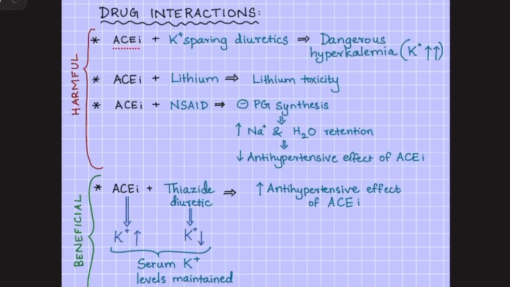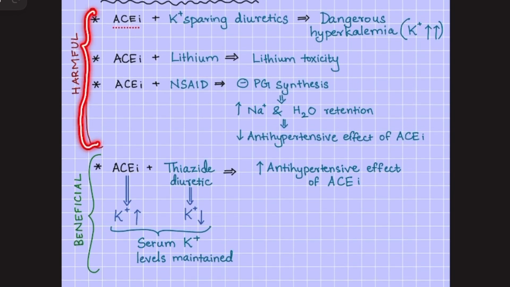Finally, we have the drug interactions. ACE inhibitors plus potassium sparing diuretics can cause dangerous hyperkalemia because both drugs have hyperkalemic effect. ACE inhibitors plus lithium can lead to lithium toxicity. ACE inhibitors plus NSAIDs. NSAIDs are known for inhibiting prostaglandin synthesis. This will increase sodium and water retention in the body, and this will decrease the antihypertensive effect of ACE inhibitors. So all these three interactions are harmful.